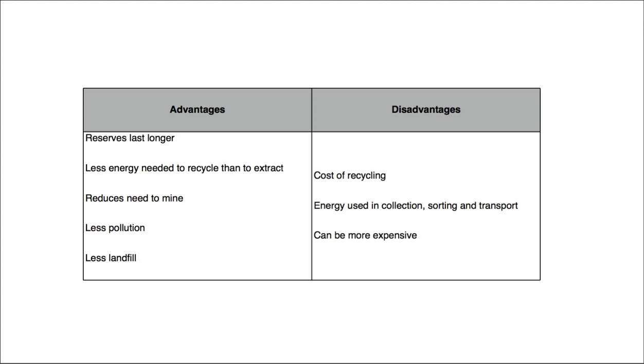It also produces less pollution. So we're talking about things like sulfur dioxide, carbon dioxide. Going to reduce the amount of these given off into the atmosphere. And it means that we have less landfill, which is not really a good thing at all. Again, that's going to be destroying the landscape, having an effect on wildlife and habitats.